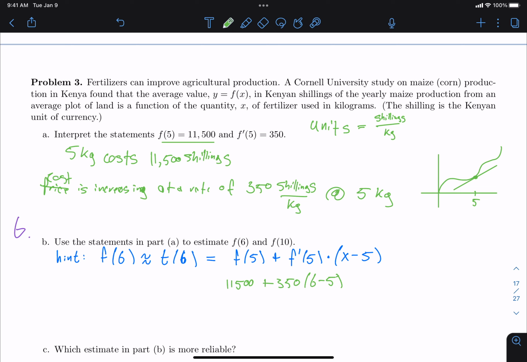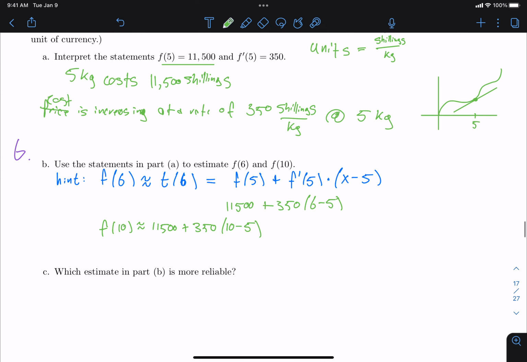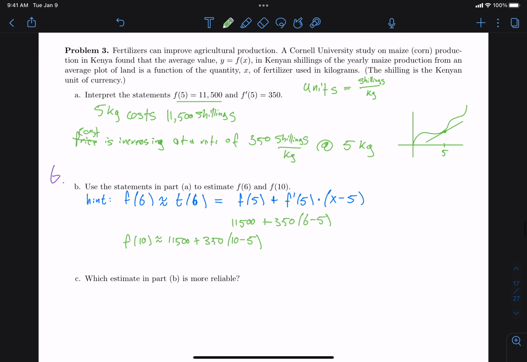And I could do the same thing for f of 10 if I just assume that we continue to increase cost at a linear rate, which may not be true, but if I assume that it is true, then I get 11,500 plus 350 times 10 minus 5. Okay? Times 10 minus 5. All right, so that's how we do our tangent line approximation. So any questions on that?